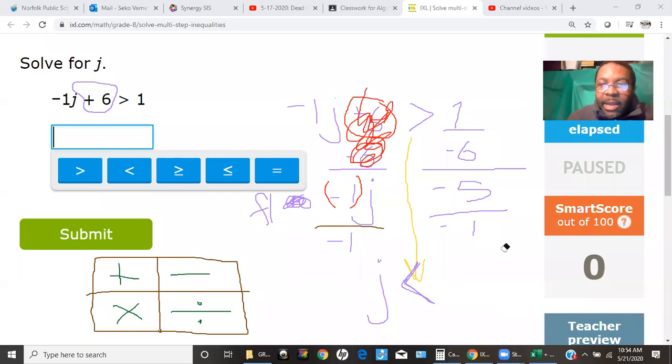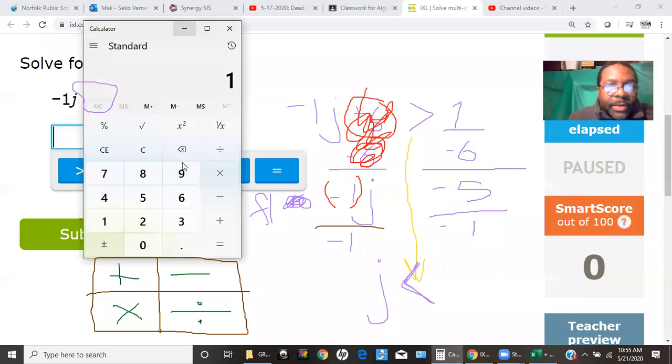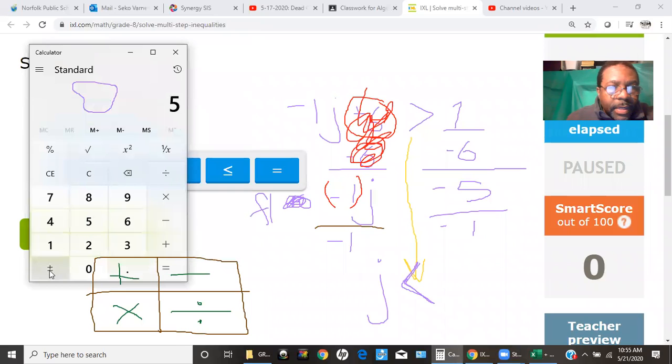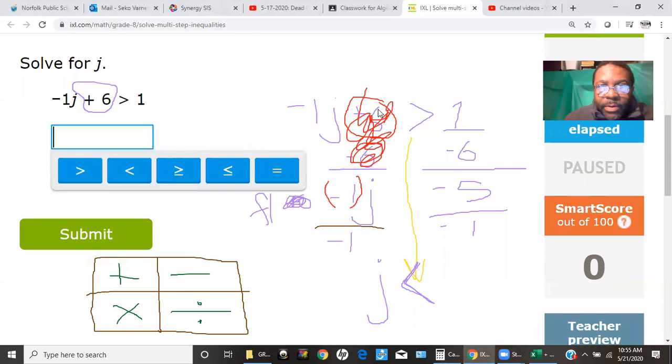Now we have -5 divided by -1. Let's do that in the handy dandy calculator. -5 divided by -1 is 5. So we now know that our answer is 5.